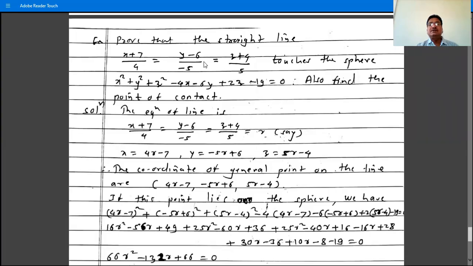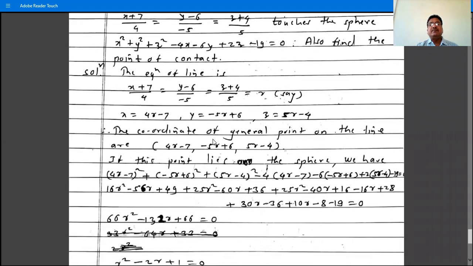So prove that the straight line (x plus 7)/4 = (y minus 6)/(minus 5) = (z plus 4)/5 touches the sphere x square plus y square plus z square minus 4x minus 6y plus 2z minus 19 is equal to 0. Also find the point of contact. So again, we have to show this line is tangent to this sphere. So the procedure is same.